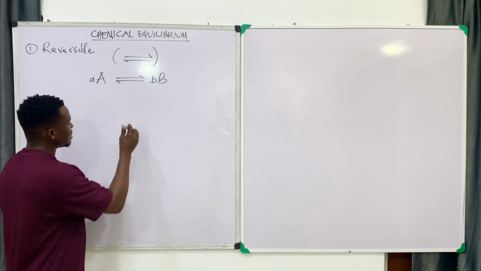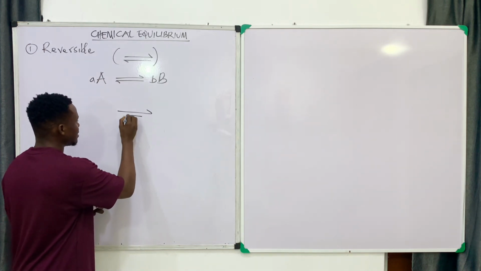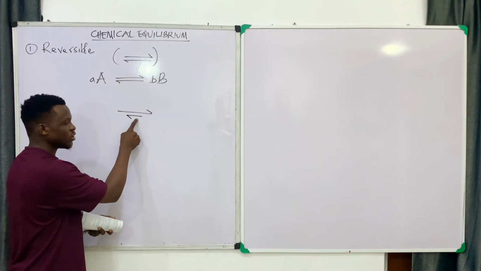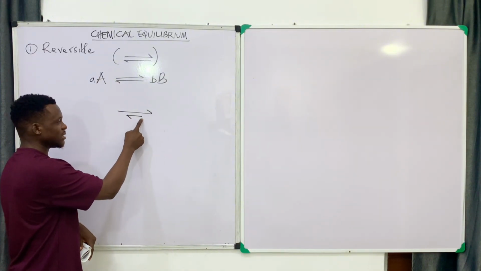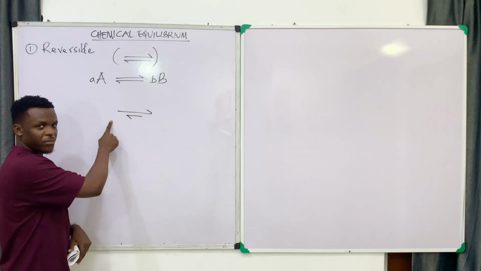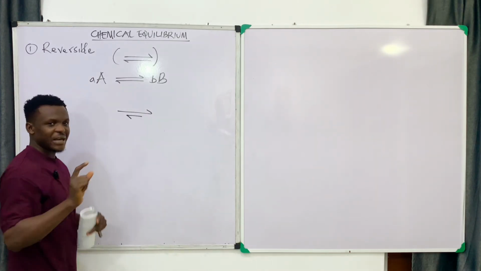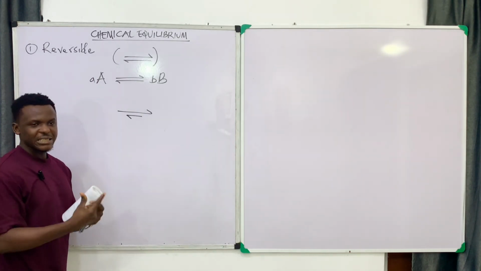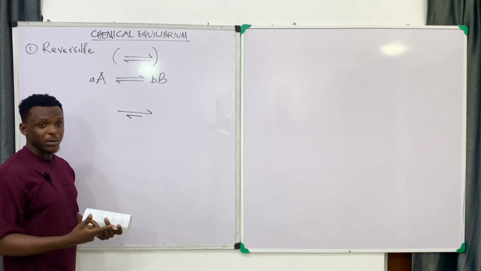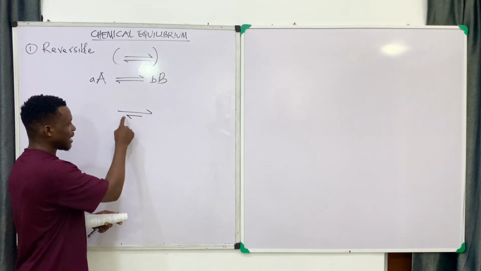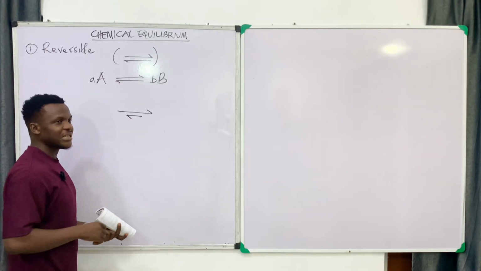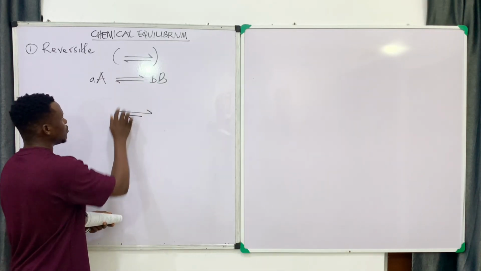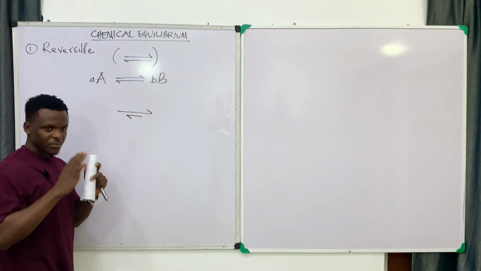Class, a reaction that is in equilibrium cannot be expressed like this. This is not equilibrium, because the rate of the forward is obviously not the same as the rate of the backward. Even though this reaction is reversible, it is not in a state of equilibrium because this reaction tends more forward than backward. Please take note of that. If you're writing a system in equilibrium, both arrows have to be equal.